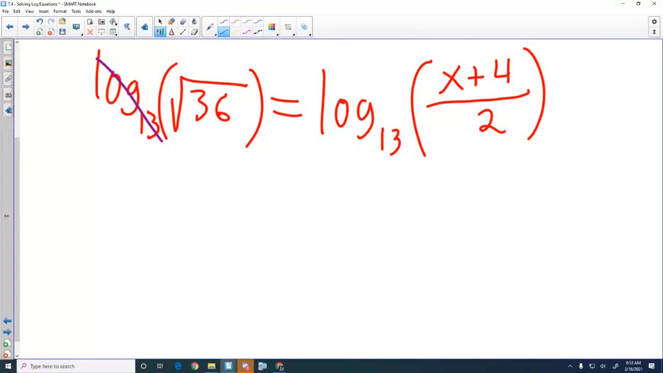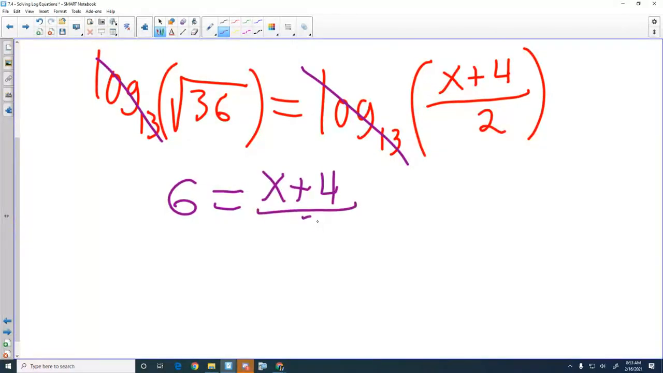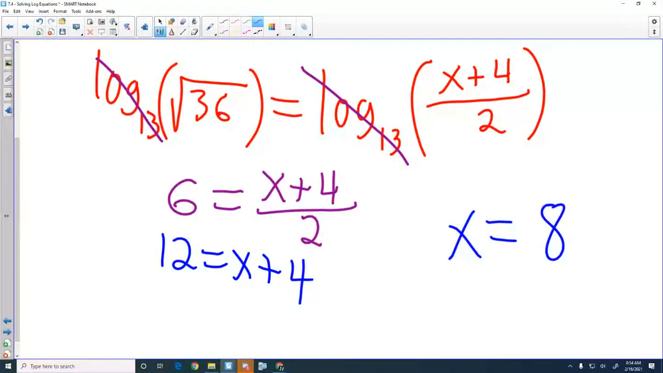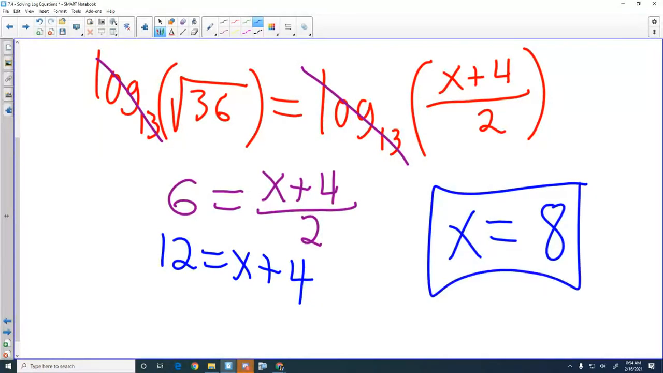So log base 13 on the left, log base 13 on the right. So the square root of 36, which we know is just a 6, because that's a perfect square, equals (x plus 4) divided by 2. And here we have a pretty straightforward math problem. Do I get rid of the 2 first or the 4? The 2. Since all of those are being divided by 2, I want to cancel that all out by multiplying by 2. So we get 12 equals x plus 4. Subtract 4 from both sides, and x equals 8.